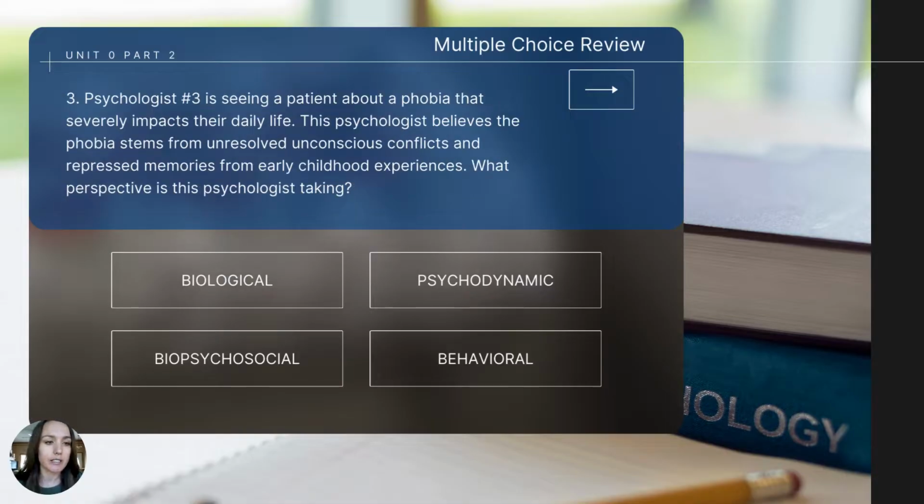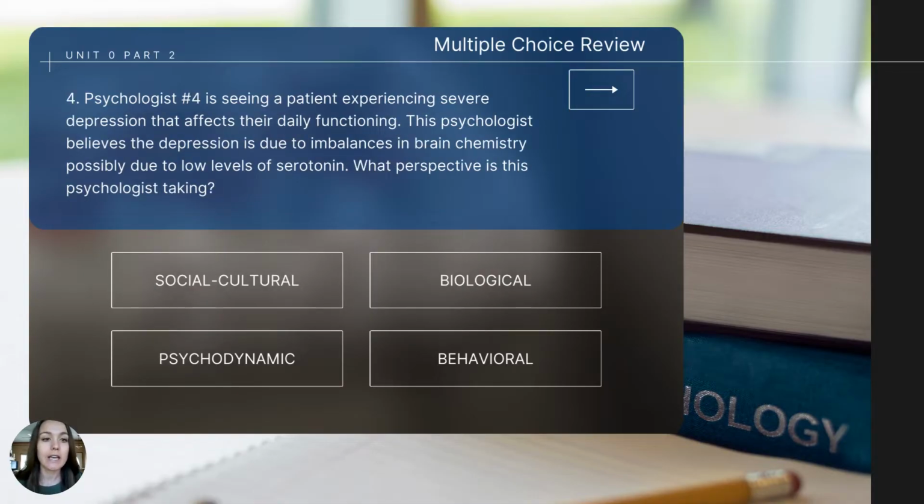The next question states, psychologist number 3 is seeing a patient about a phobia that severely impacts their daily life. This psychologist believes the phobia stems from unresolved, unconscious conflicts and repressed memories from early childhood experiences. What perspective is this psychologist taking? And the last question states, psychologist number 4 is seeing a patient experiencing severe depression that affects their daily functioning. This psychologist believes the depression is due to imbalances in brain chemistry, possibly due to low levels of serotonin. What perspective is this psychologist taking?